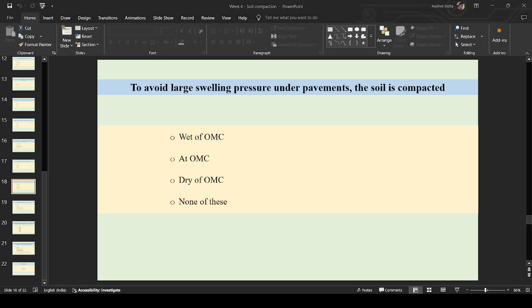To avoid large swelling pressure under pavements, the soil is compacted. First option, wet of OMC. OMC means optimum moisture content. Wet of OMC. Second option, at OMC, that is at the optimum moisture content. Third option, dry of OMC, that is dry of the optimum moisture content, or none of these.